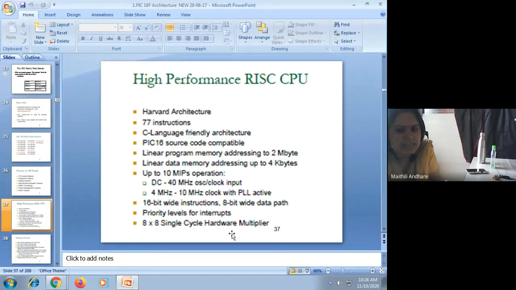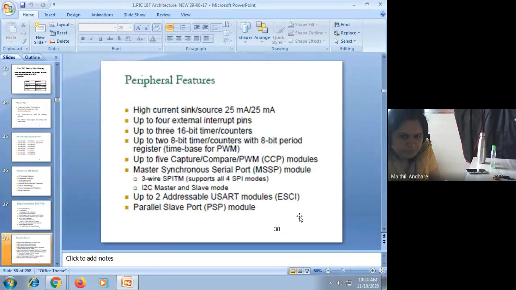8 by 8 single cycle hardware multiplier unit is available in the PIC microcontroller. So that separate 8 by 8 single cycle hardware multiplier unit is available with the PIC microcontroller, which is not available with your 8051 microcontroller. Then current sourcing and sinking facility is available, that is 25 milliampere.